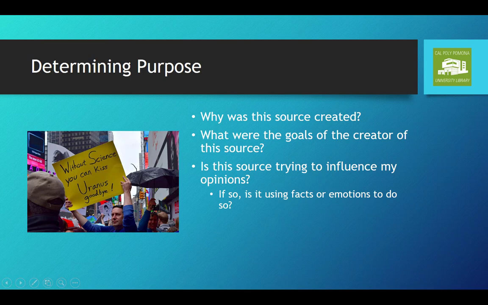So in dealing with any source, but particularly with sources that haven't been subjected to peer review, ask yourself the following. Why was this source created? What were the goals of the creator of this source? Is this source attempting to influence my opinions? If so, is it using facts or emotions to do so? Chances are, if the source is attempting to influence you using only emotional appeals, it's not a credible source.